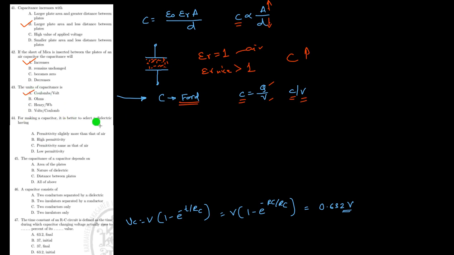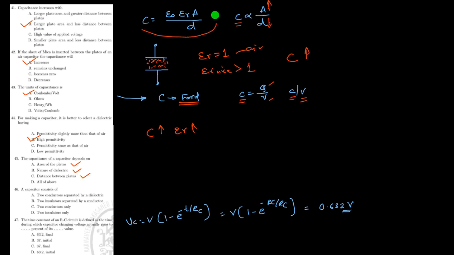For making a capacitor, it is better to select a dielectric material having permittivity slightly more than air, high permittivity, same as that of air, or low permittivity. The capacitance value will be increased if you have good relative permittivity, so that is the high permittivity. The capacitance of the capacitor plates depends on area, nature of material, and distance between the plates.